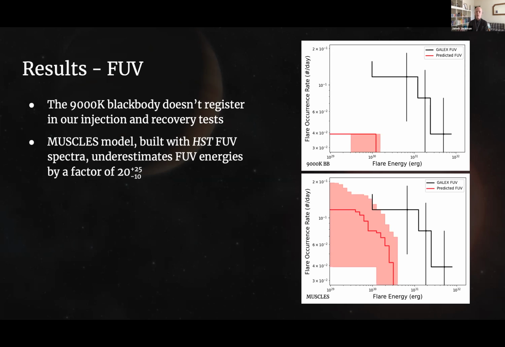Our running assumption for this is potentially due to the increased continuum temperatures I mentioned earlier that will result in higher energy flares and flares with a higher fraction of their emission in the UV. And the way we're going about testing this at the moment is injecting higher and higher temperature black body flares directly into our near UV light curves and seeing if we can come up with a temperature that best matches our observed UV flare rates.